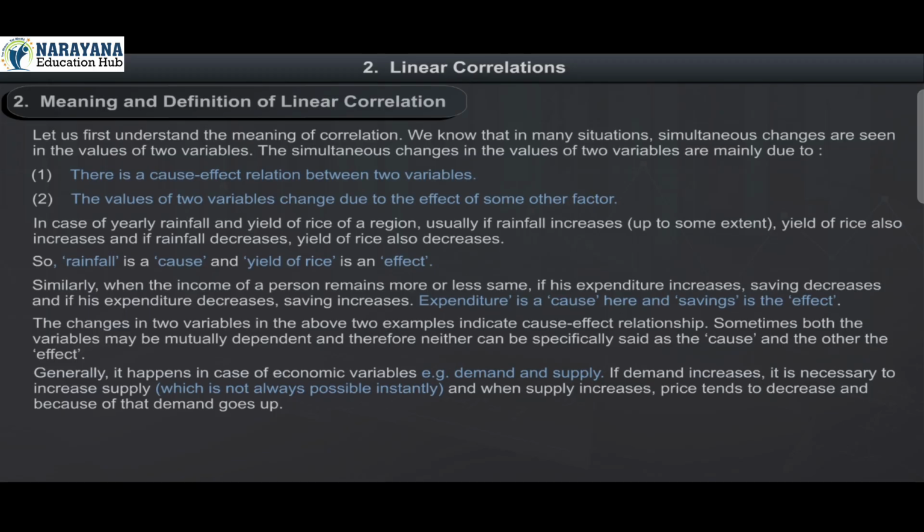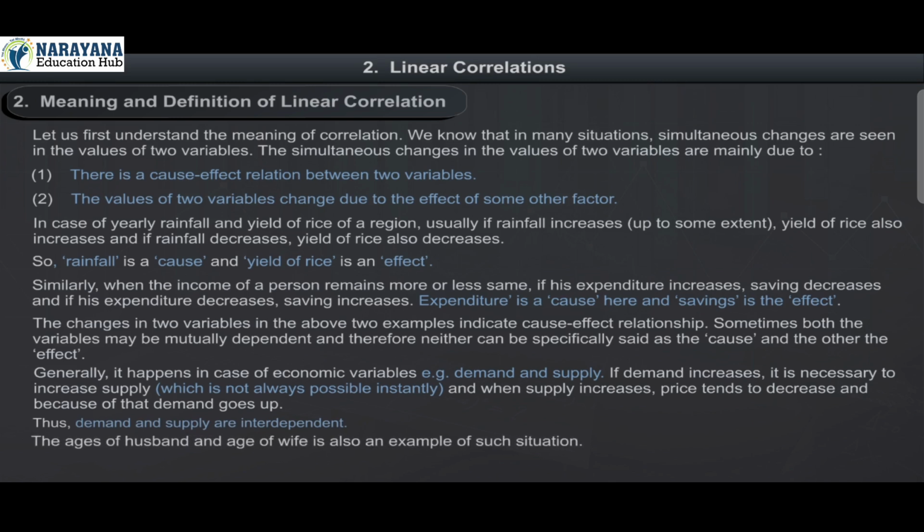Example, demand and supply. If demand increases, it is necessary to increase supply, which is not always possible instantly. And when supply increases, price tends to decrease, and because of that demand goes up. Thus, demand and supply are interdependent. The age of husband and age of wife is also an example of such a situation.